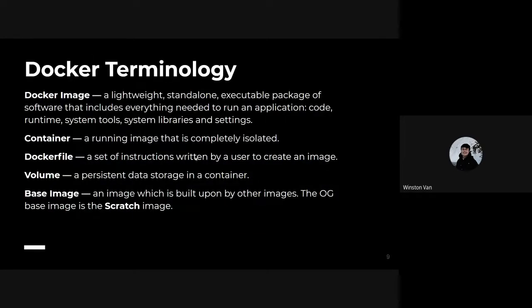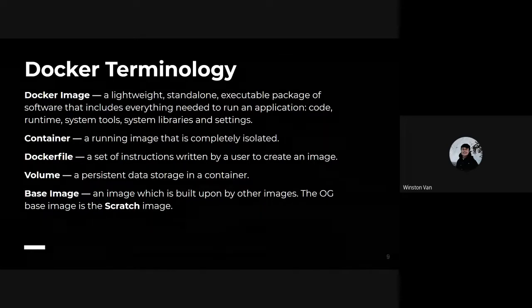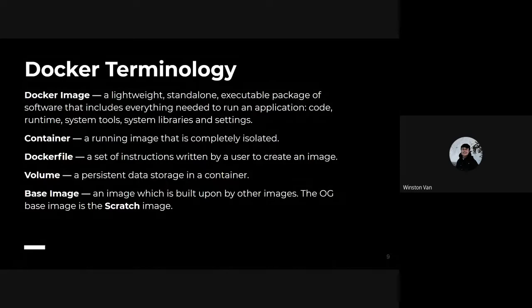Okay, so I talked a lot about Docker images and stuff like that, but let's actually get into the terminology of what all of this means. So a Docker image is basically a piece of software that includes instructions for how to run an application. It contains all of the code, the runtime, system tools, libraries, and settings. It just contains everything that's required to run this machine. A container is a running instance of a Docker image.